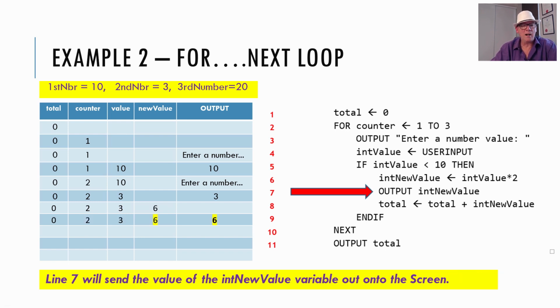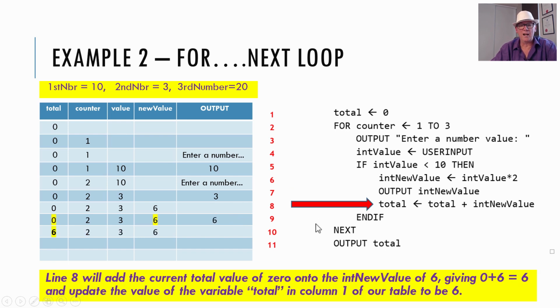Now, the next one here, we're on to line 7, and line 7 is going to do some output, and on the screen it's going to output what that new value is that we just calculated. Well, we just calculated that new value is a 6, so that's going to get put out on the screen. So on the screen, you'll just see a random 6 appear. So now we're ready to do line 8.